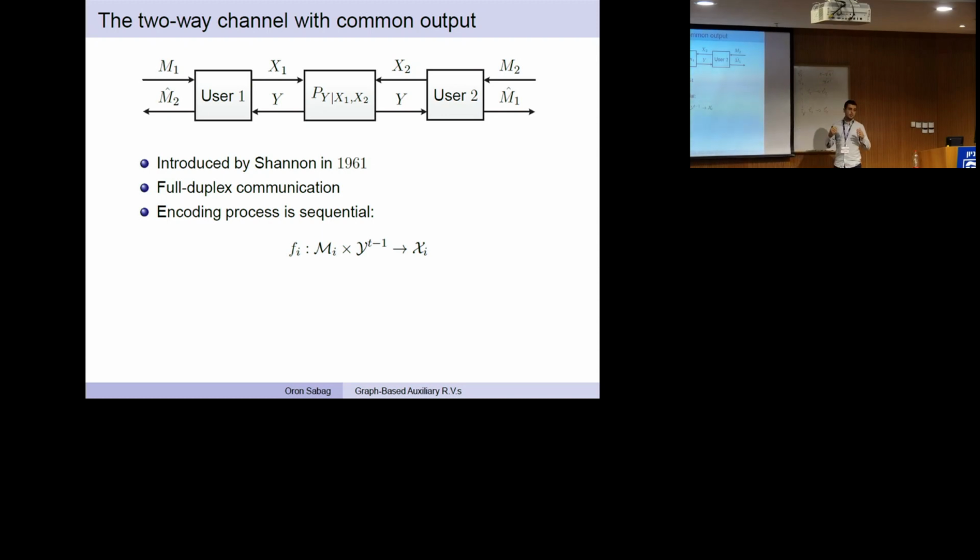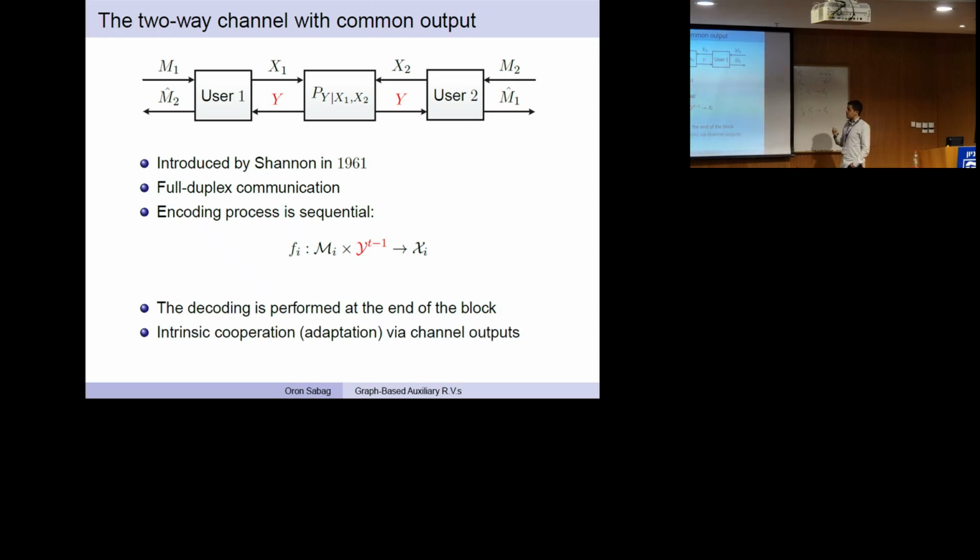To be precise, in the encoding process of the two-way channel, there are two messages, each one of them available to one of the users, and it is a sequential transmission where at each time, say user 1 determines the channel input X1t based on the message and all channel outputs up to time t minus 1. So this is strictly causal encoding in each of the users. And the decoding process is performed at the end of the transmission, based on the entire channel outputs and your own message that is available from the beginning of the transmission.